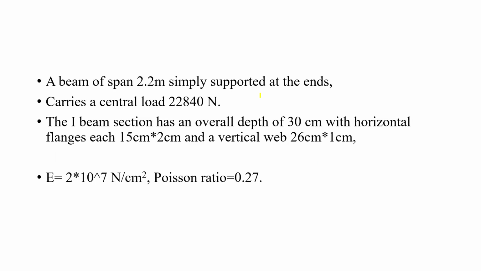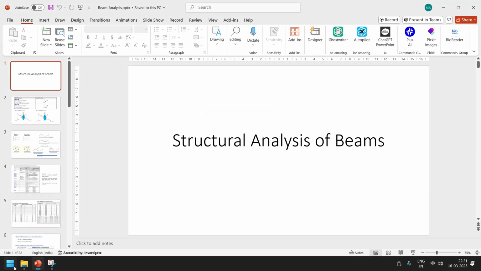So for the first problem, you can take some arbitrary values also. They have mentioned a 2.2 meter span, the load is 22,840 Newton, and they have given the I section, or you can take a rectangular section, any section you can take. And for the steel they have taken 2 in 10 power 7 Newton per centimeter square. In Newton per meter square, if you change it, it will be 10 power 11, then Poisson's ratio 0.27. With that you can go for the simulation.